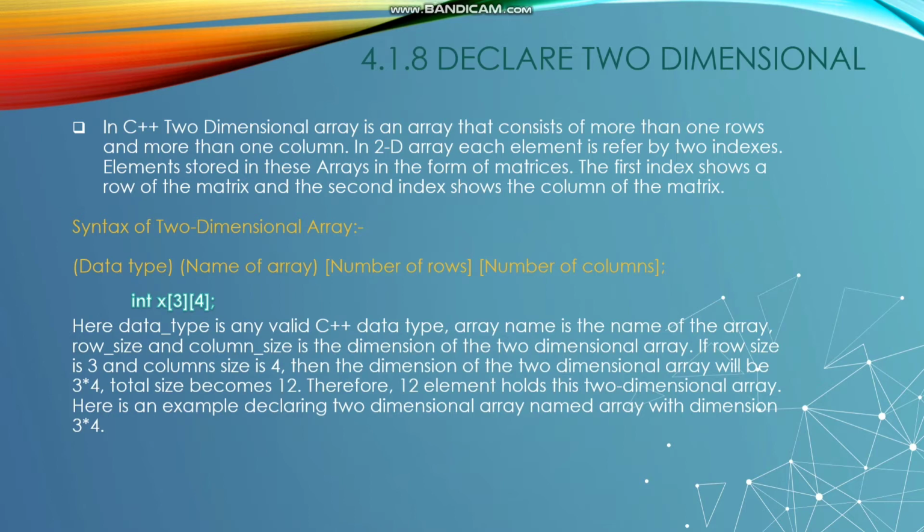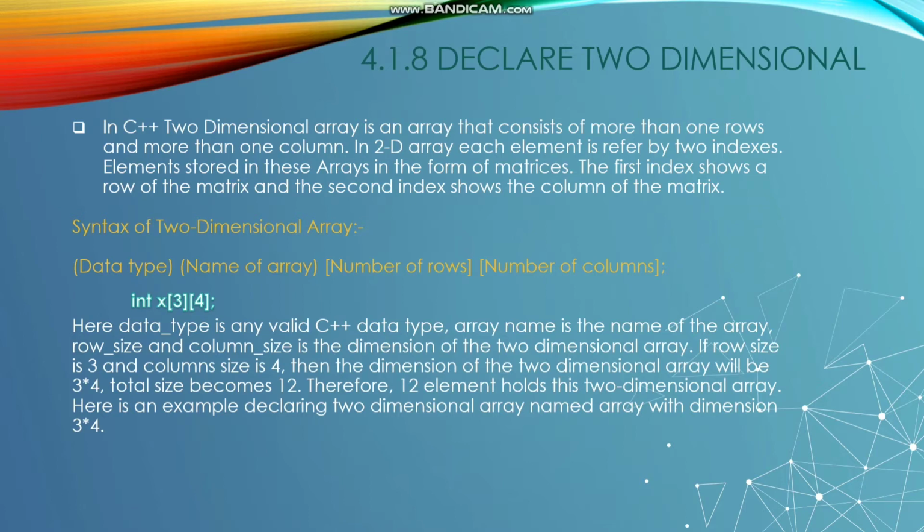Here is the syntax of a two-dimensional array. First we write the data type, then the name of the array, then continue with the number of rows and number of columns. Here is the example: we used integer, the name of the array we used x, number of rows we used 3 and number of columns we used 4.